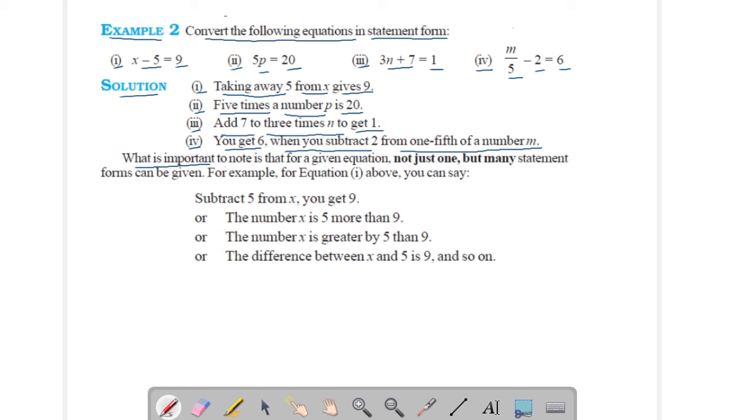What is important to note is that for a given equation, not just one but many statement forms can be given. For example, for equation 1 above, you can say subtract 5 from x, you get 9, or the number x is 5 more than 9, or the number x is greater by 5 than 9, or the difference between x and 5 is 9, and so on.